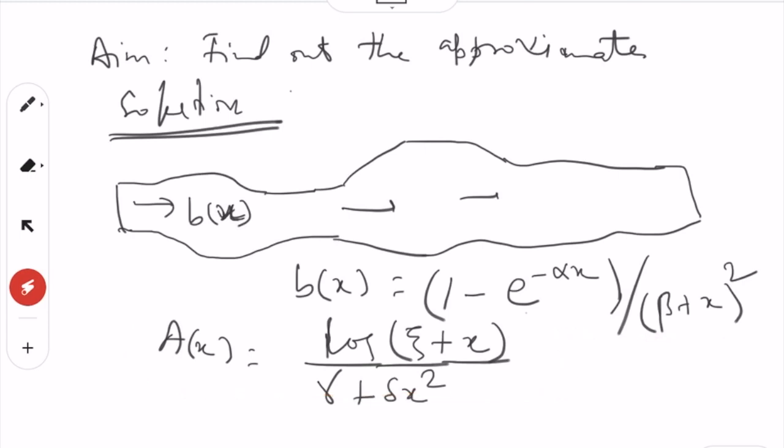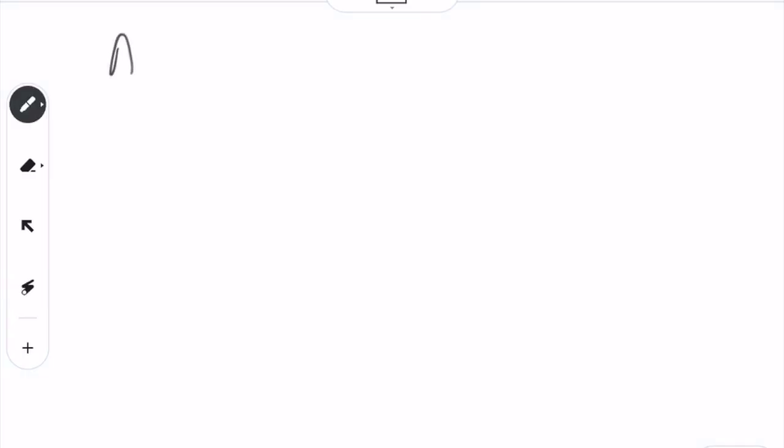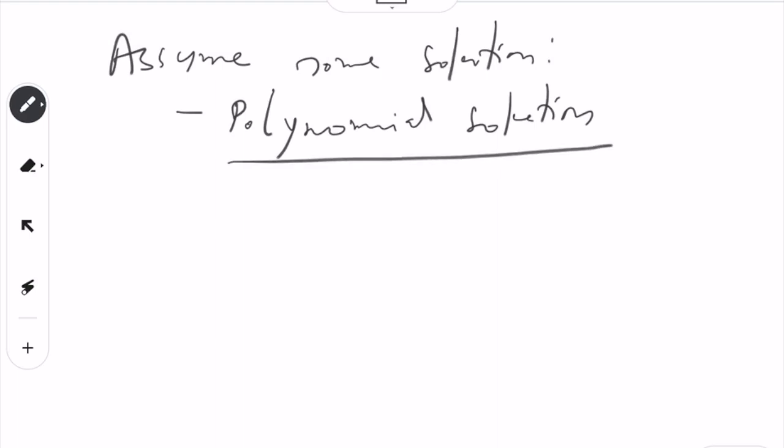What kind of solution do you assume? This approximate solution you do for complicated problems, and in that case you assume some solution. What kind of solution? Polynomial solution, right. A polynomial solution is very popular and very easy to work with, and hence we are going to assume some polynomial solution. Why? Because it's easy to work with.